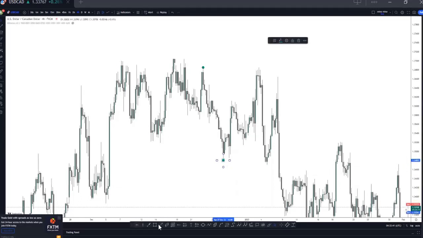And clearly, you see we had a bit of structure here, all right? And then we had manipulation of these highs, price cleared liquidity from all these highs. And then we had price give a change of character from this low.